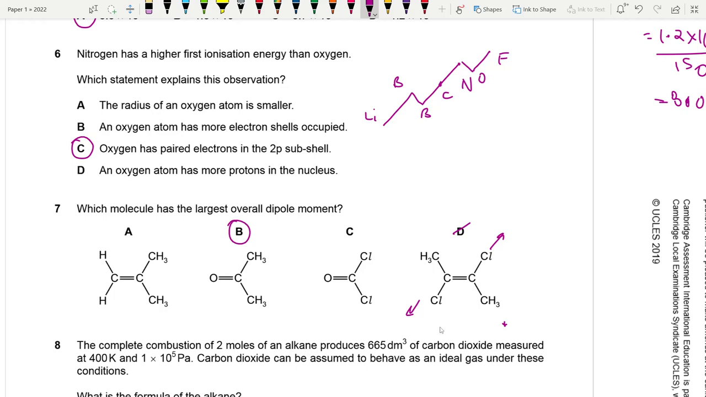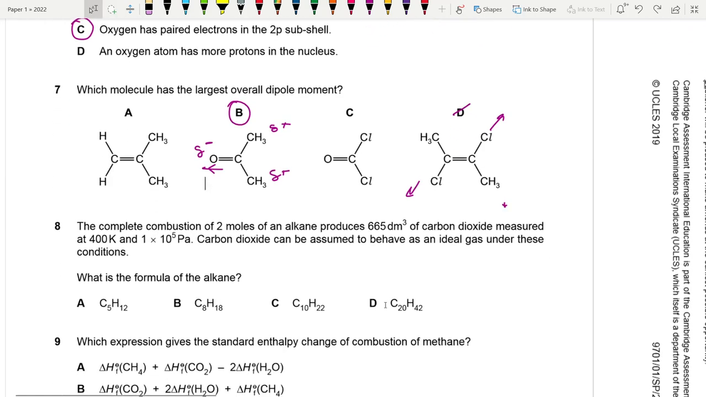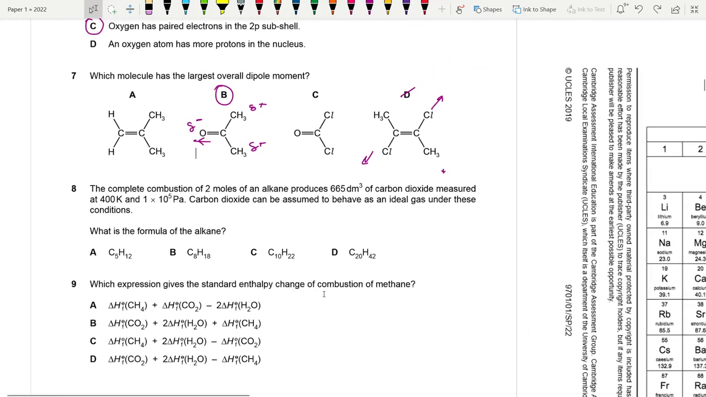This is really high because this is delta minus. These are electropositive. So it has a dipole towards this direction. The electron cloud is concentrated in that side. Okay. So B is the answer. I've seen this recently in another question I solved in 2021. Okay. 8.